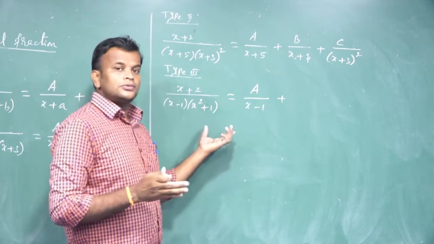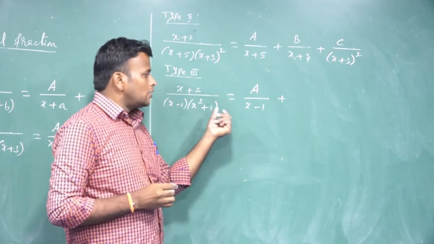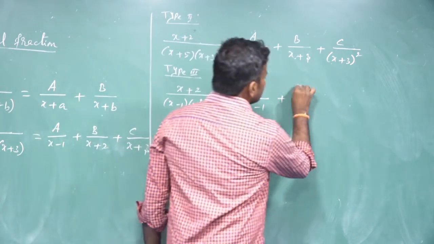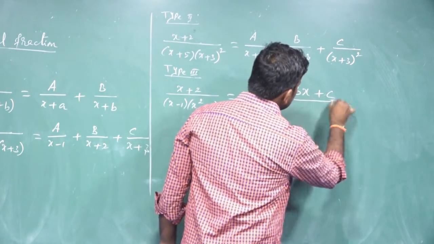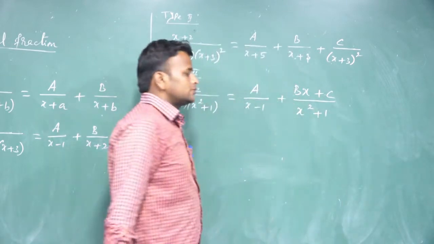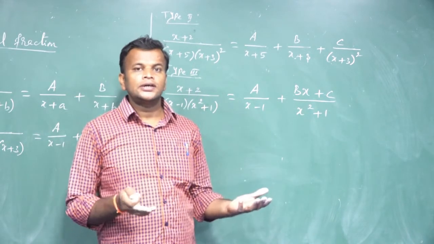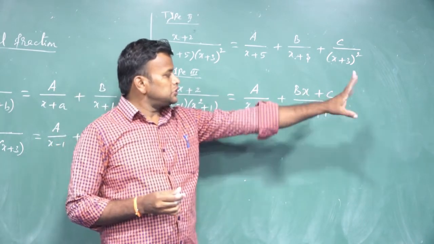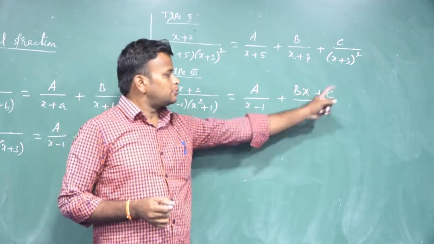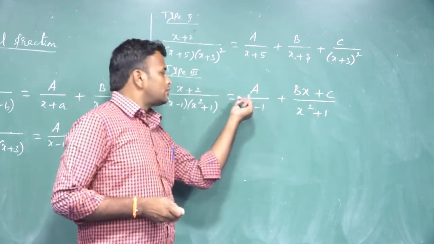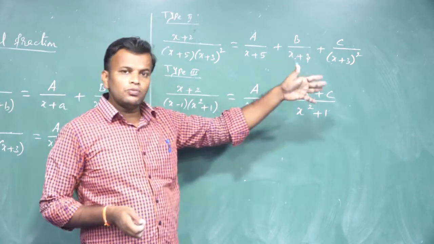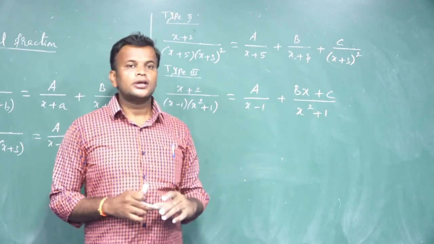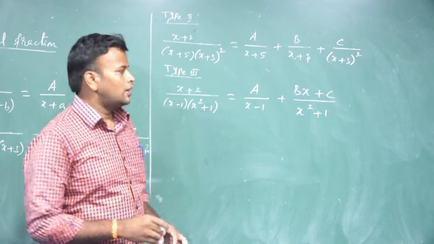We can't split it also. Suppose in this model sum, how to write? We already wrote the constant A. So what is the next constant? B. So Bx plus C divided by x square plus 1. Since we can't split the linear factor, it is a quadratic factor. How to write? One constant with the variable, plus C. We already wrote A here, so I write Bx plus C. Suppose another factor is there, so I already wrote B. Next we move to the constant Cx plus D. The factor is not linear, it is a quadratic. So it is the third type. And the fourth type.